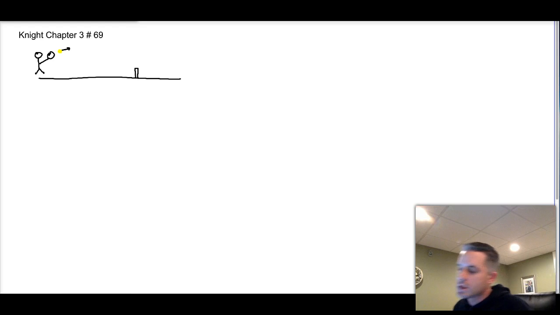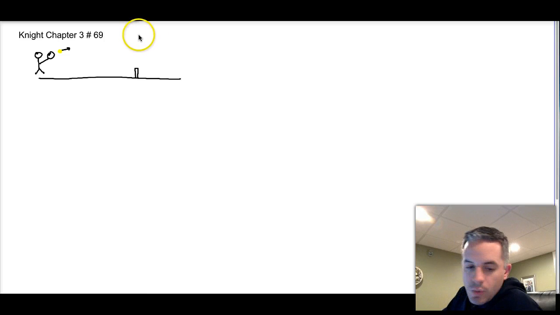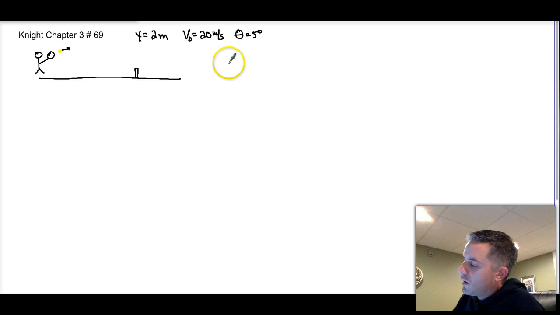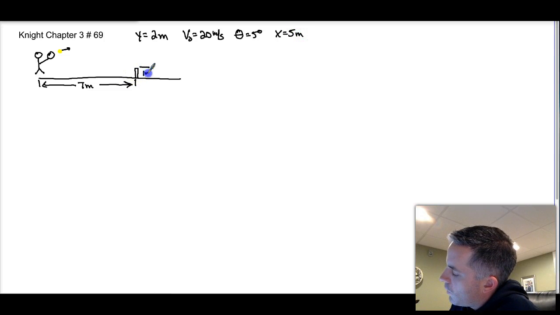All right, so we've got some initial conditions to write in. You see I've already drawn a little picture of the situation here. So we know that the initial height that it gets hit at is 2 meters, and we hit it with a speed of 20 meters per second and at an angle of 5 degrees. All right, we know that the person is 7 meters away from the net. So that's our x. And we know that the net is 1 meter high, right? So we can call that the y of the net is equal to 1 meter.